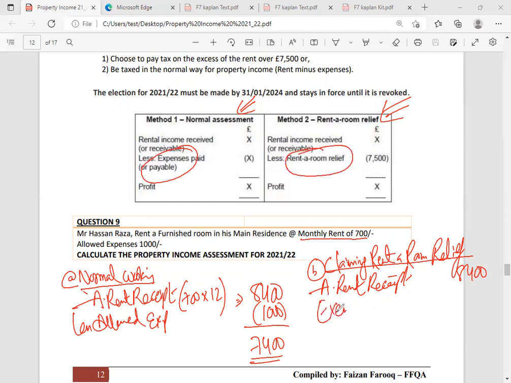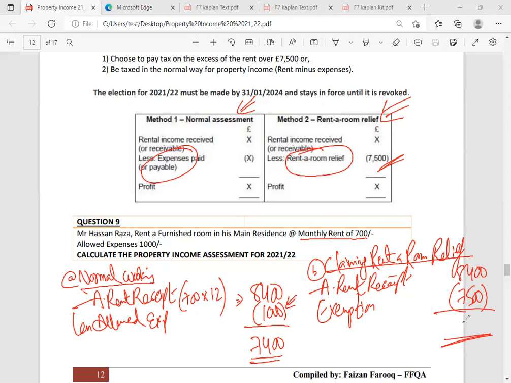Relief means exemption. Exemption means there is a fixed relief of 7,500 by government. Government is saying if you are renting a room, you can claim an exemption instead of claiming your actual expenses, which could be any amount. In this question, it's 1,000. It can be 2, 3, 5, 8, whatever. Instead of claiming allowed expenses, you can claim a fixed exemption, which is 7,500. Means either you can claim an expense or an exemption.